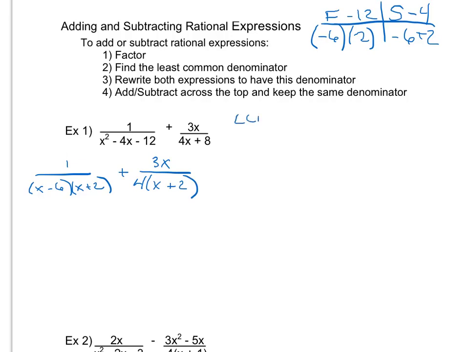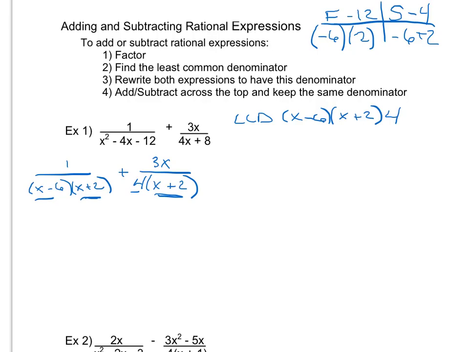So next thing I'm going to do is find my least common denominator. I'm going to do that by taking every single factor that occurs in my denominators. So I see an x minus 6 occurs. I see an x plus 2 occurs. And when I grab this x plus 2, it automatically grabs this x plus 2 as well. And then I also have left a 4. So my least common denominator will be x minus 6 times x plus 2 times 4.